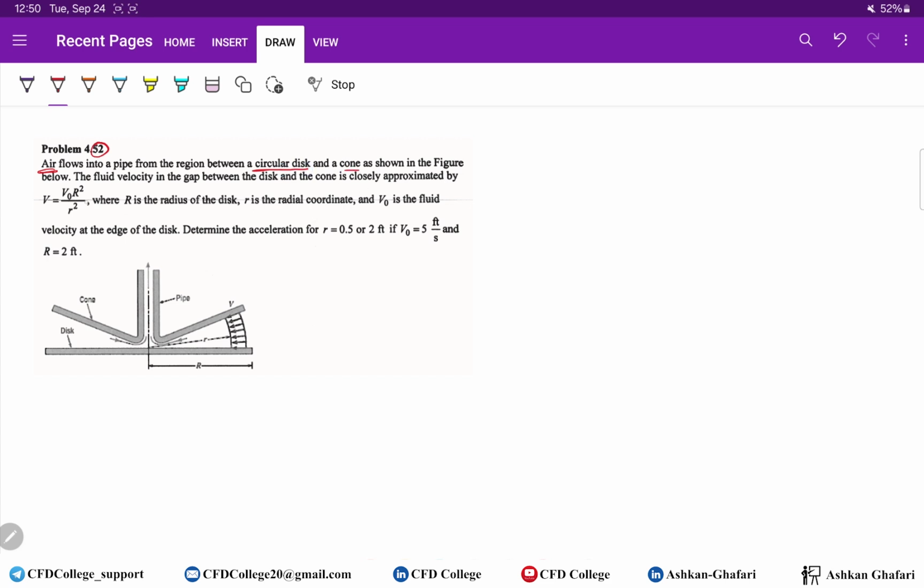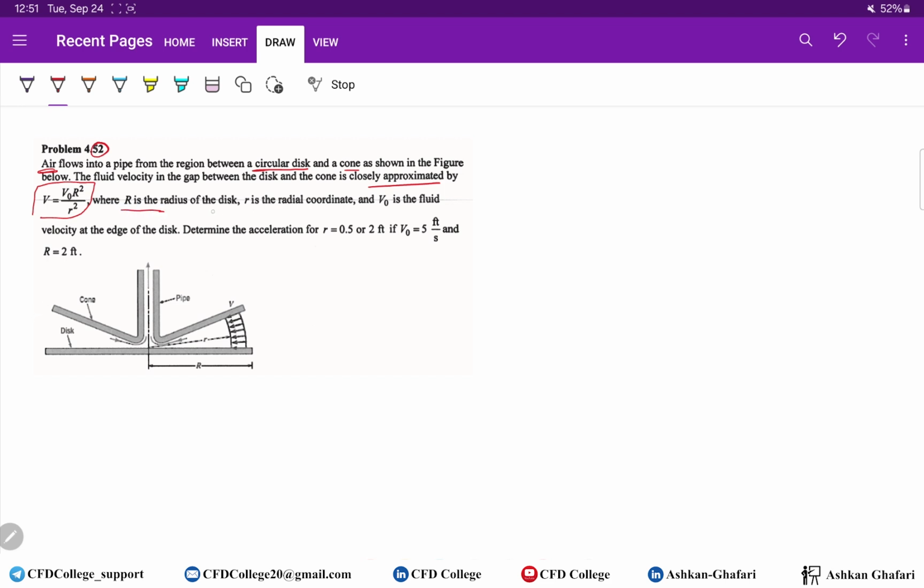As shown in the figure below, the fluid velocity in the gap between the disc and the cone is closely approximated by this one. So we know the velocity along the radial coordinate, at different sections. We can find velocity because we know this velocity distribution.